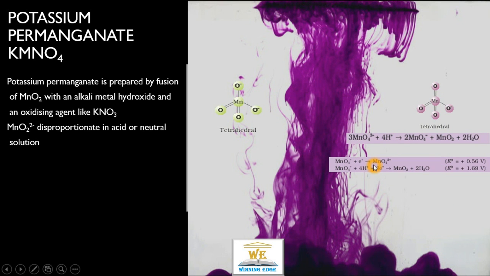Let's have a look at it. Here you see permanganate to manganate is spontaneous, but manganate to permanganate is not spontaneous. We have to take a reverse of it. We are converting manganate into permanganate, which is non-spontaneous. But the next reaction, conversion of permanganate to manganese dioxide, is a spontaneous reaction under acidic conditions.